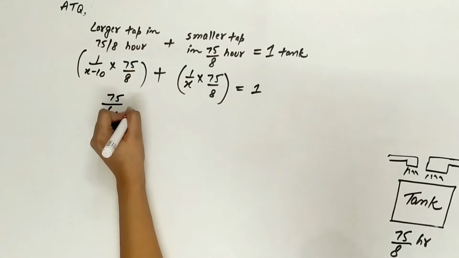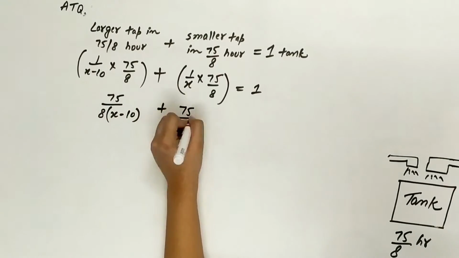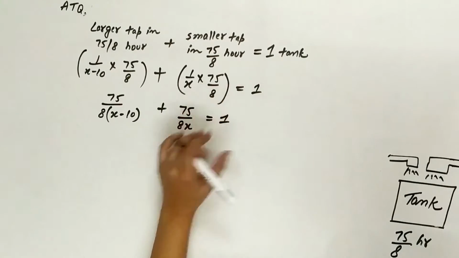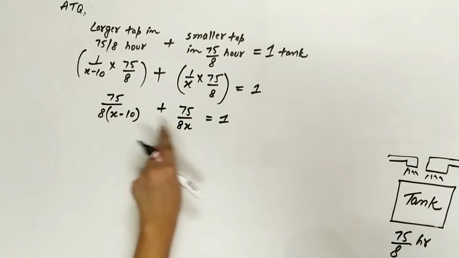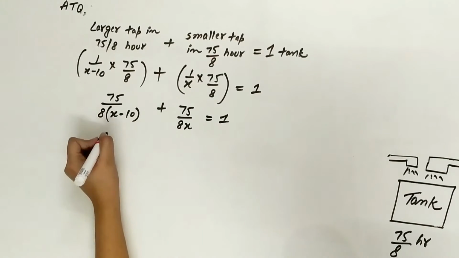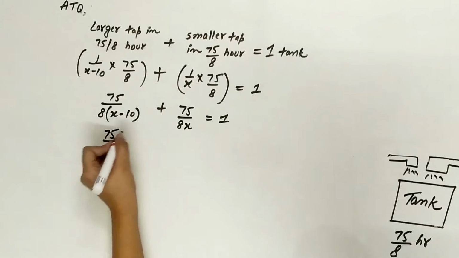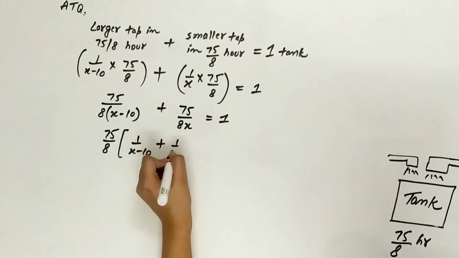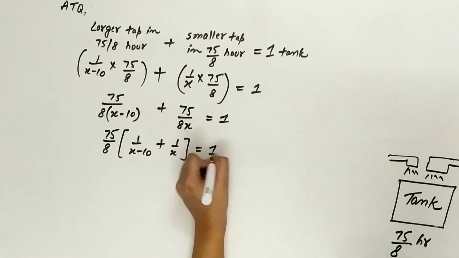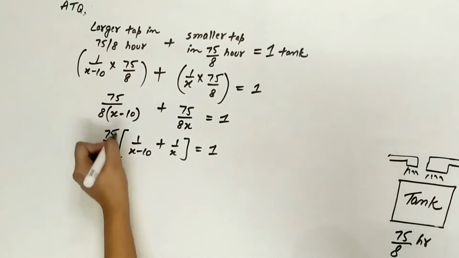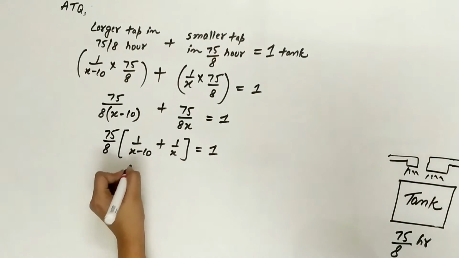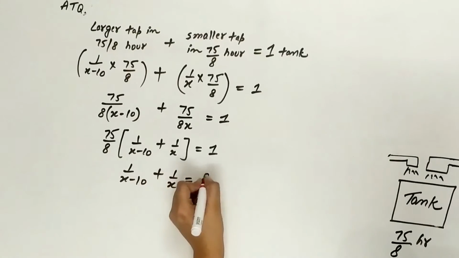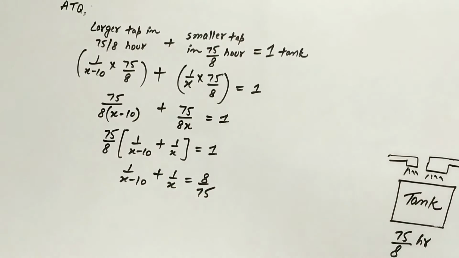Now simplify it. 75 by 8 is in both terms. Take it out. Remaining is 1 by x minus 10 plus 1 by x is equal to 1. Now transpose 75 by 8 to the right side. 1 by x minus 10 plus 1 by x is equal to 8 by 75.